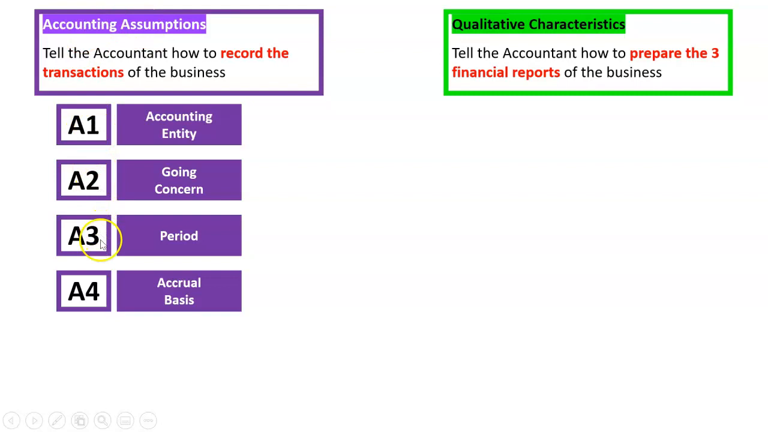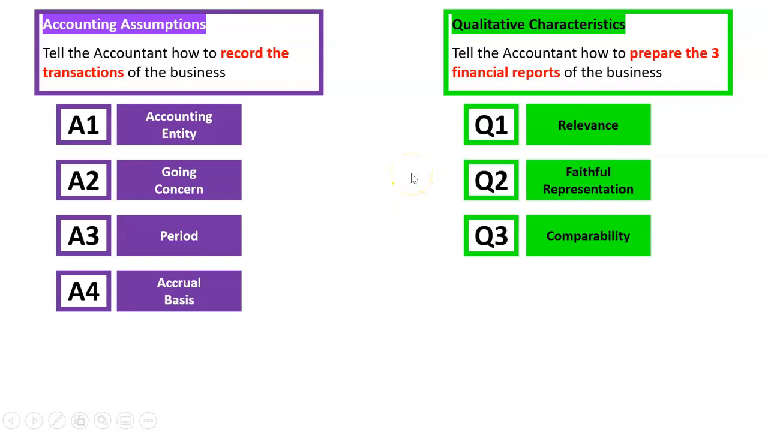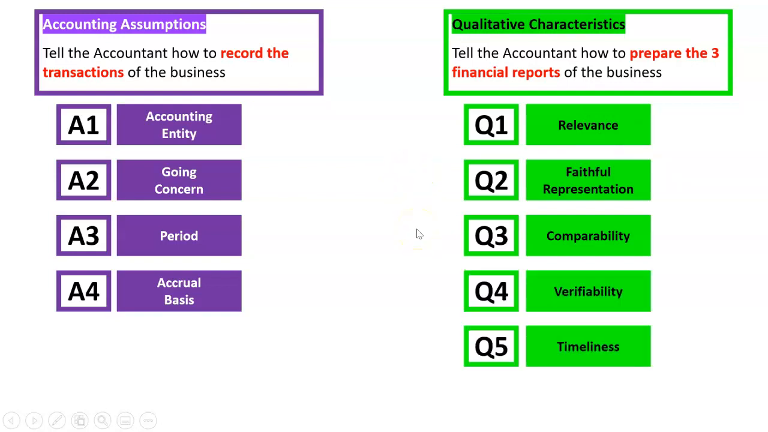1, 2, 3, 4. So in the other group, we've got qualitative characteristics. So that's going to be our Q group. Q1 is going to be relevance. Q2, faithful representation. Q3, comparability. Q4, verifiability. Q5, timeliness. And Q6, understandability.